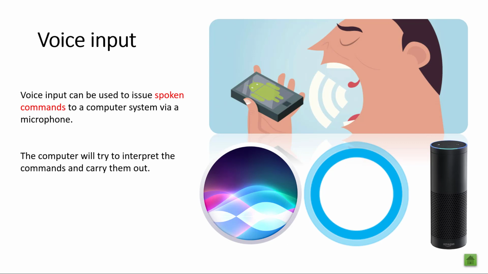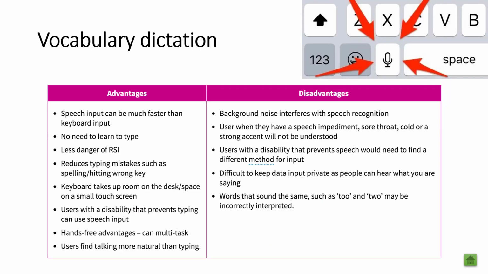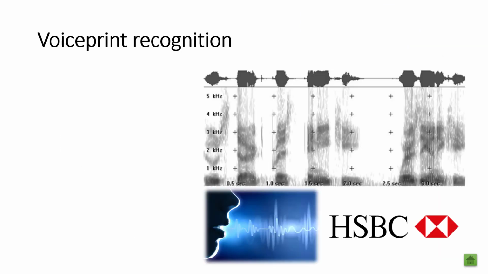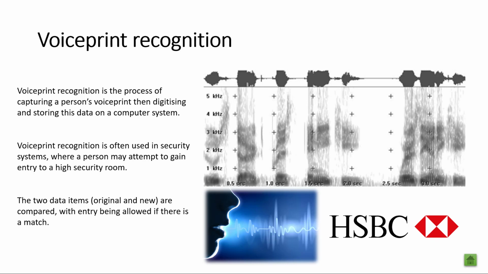Voice input. So voice input are commands. Vocabulary dictation is when you dictate, and then the phone would type what you've spoken, which people use quite a lot nowadays. And there's a number of advantages and disadvantages to using those. Background noise, accents, all that sort of stuff. It's very difficult, but it's also good for people with disabilities or repetitive strain injury, RSI, things like that. You can also have voice print recognition as well, and banks use that nowadays and things like that, to store passwords.